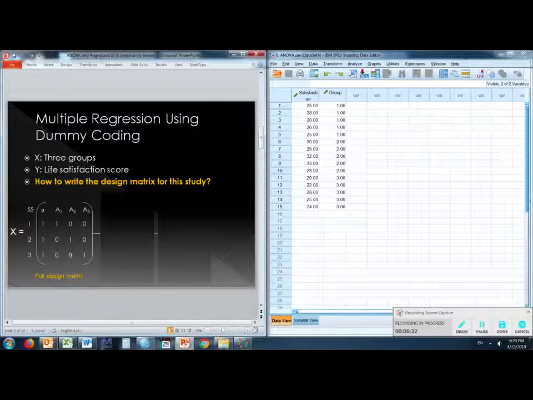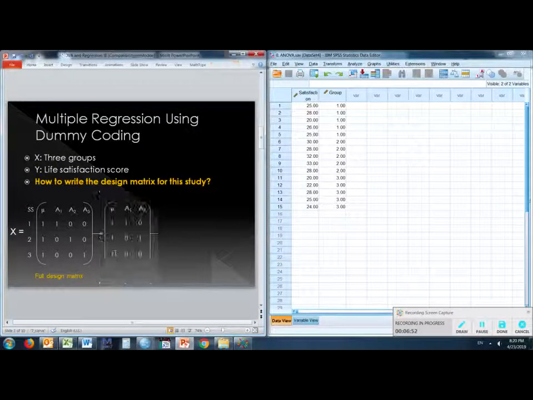So we know that for the single group, the membership is 1, 0, 0. For the married group, the membership is 0, 1, 0. And for the divorced group, the membership is 0, 0, 1.